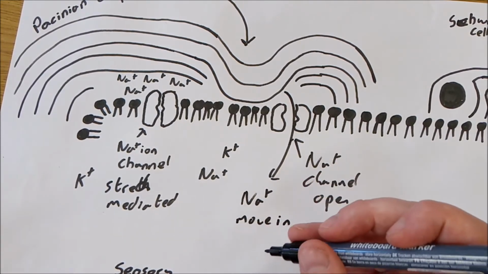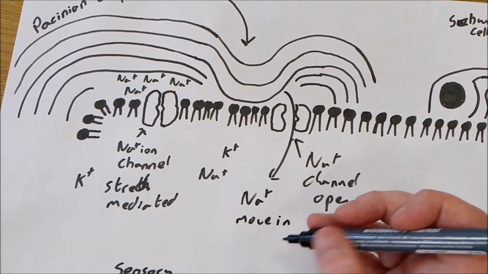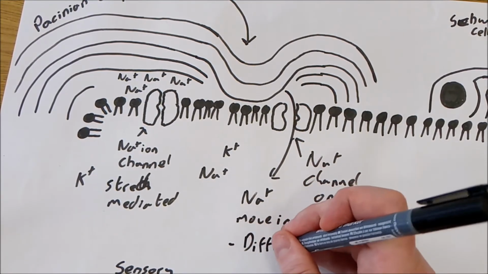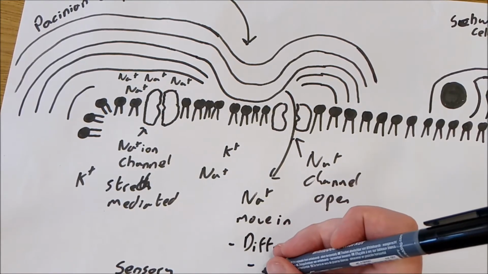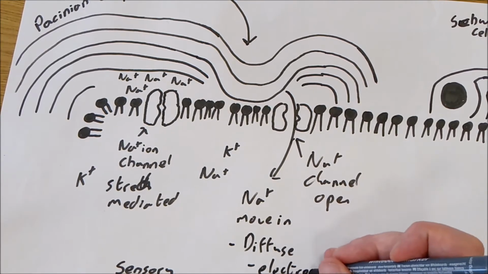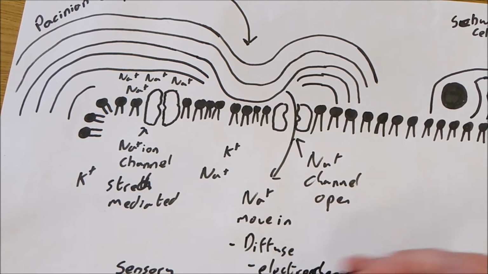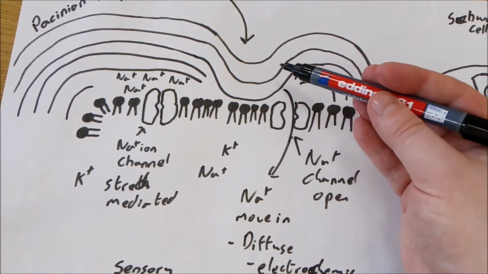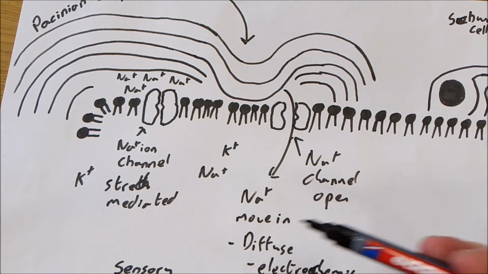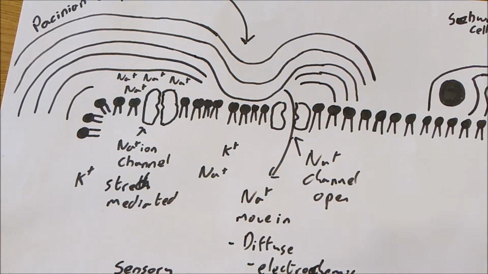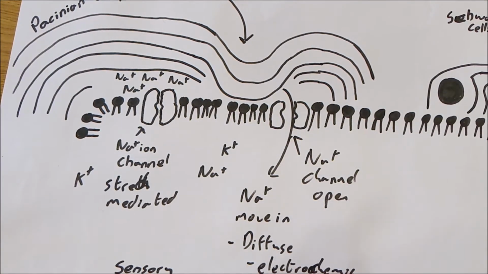Right? Words to use: you can talk about diffusion. It would be better to say it diffuses down an electrochemical gradient. So, as these sodium ions move in, that causes depolarization, right? So that causes depolarization.